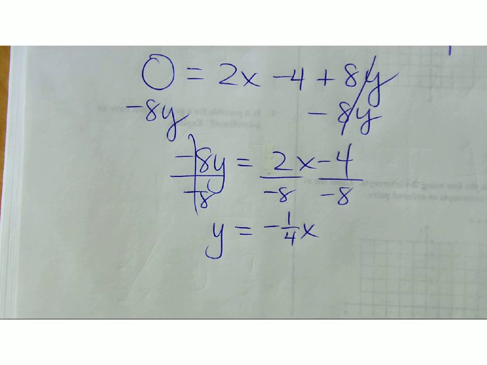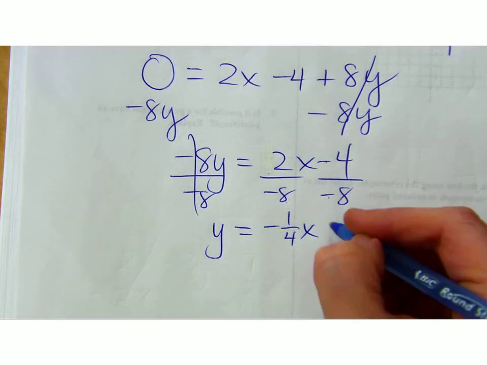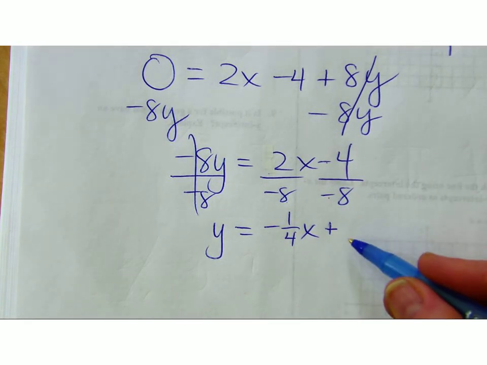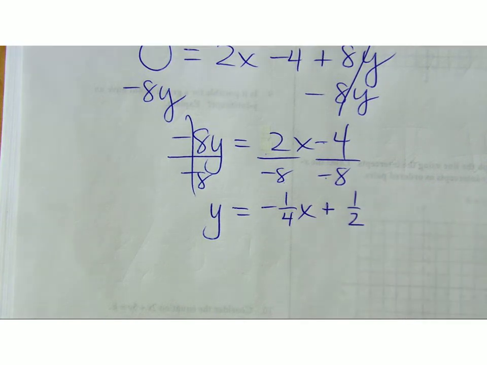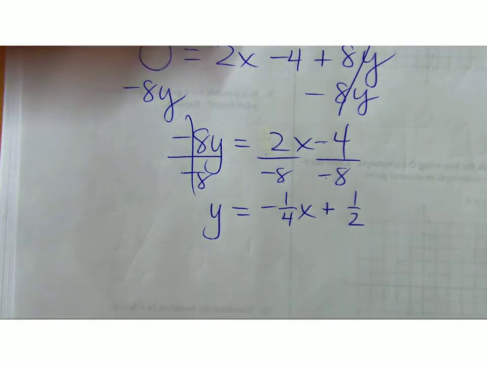And then the negative divided by a negative is a positive. So you're putting a plus sign there. My y-intercept would be a half. It would be halfway between 1 and 2. Got it?